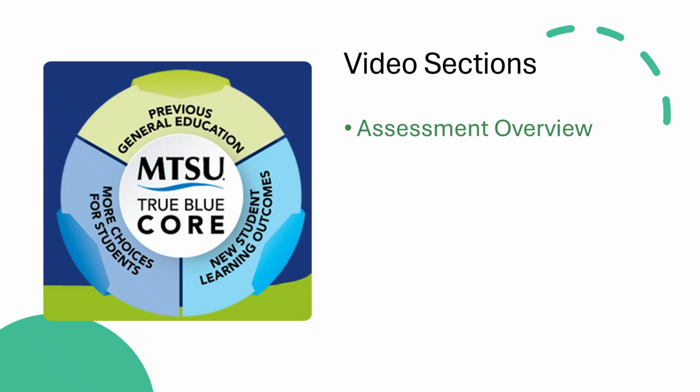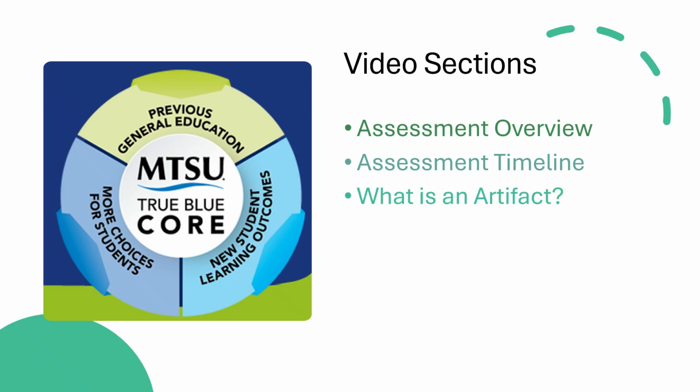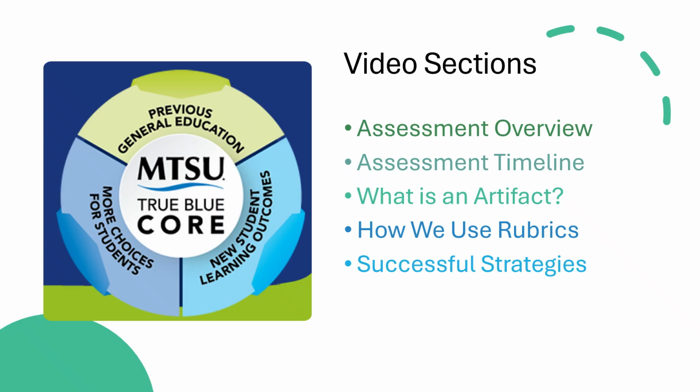In this video, there are 5 overarching sections: an assessment overview with a comparison between our current program and the previous general education program, an assessment timeline detailing some of the stages of the process, an explanation of assessment artifacts with 3 examples of good artifacts, a brief overview of the True Blue Core rubrics and how they are used, and a helpful list of tips or successful strategies to ensure you're prepared for our assessment participation.